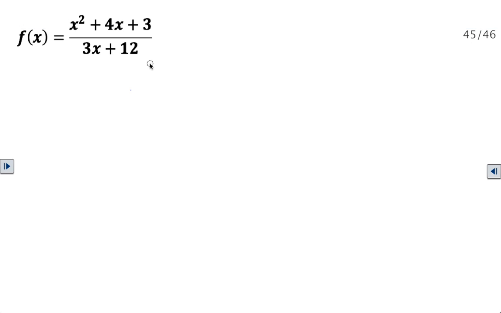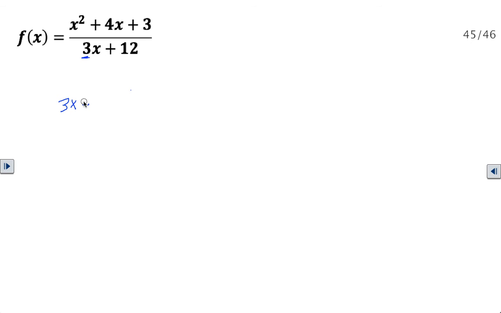Okay. On the graph, so we have to do long division. We cannot do synthetic division because of this 3 here. It won't give us the correct answer. So let's just do long division.